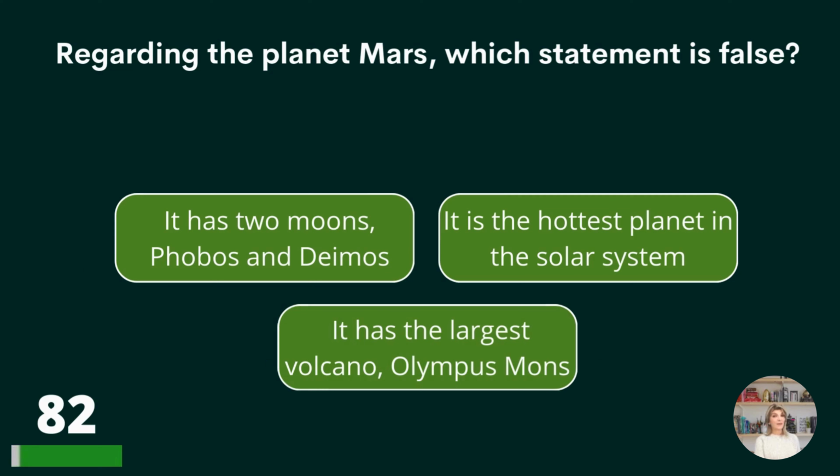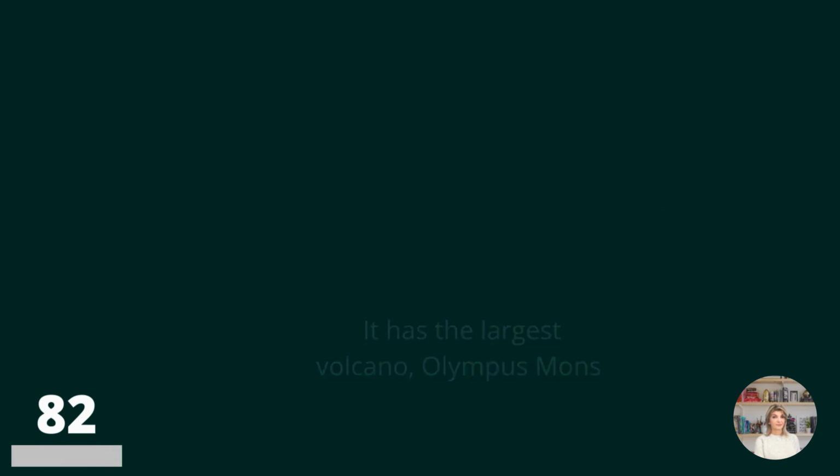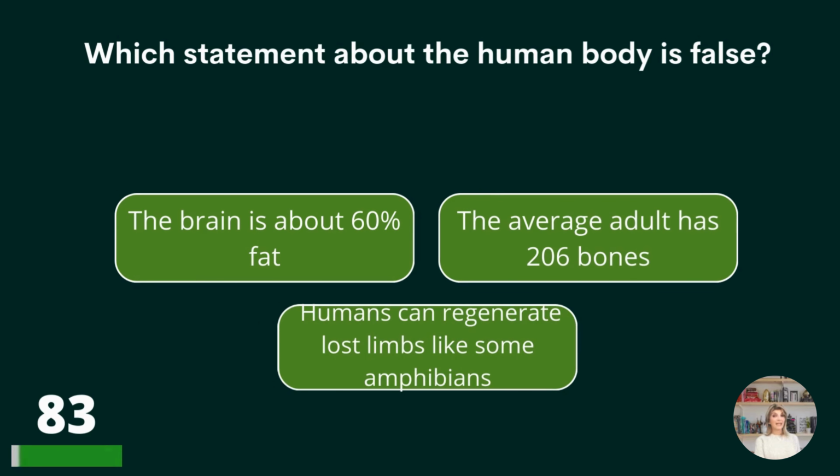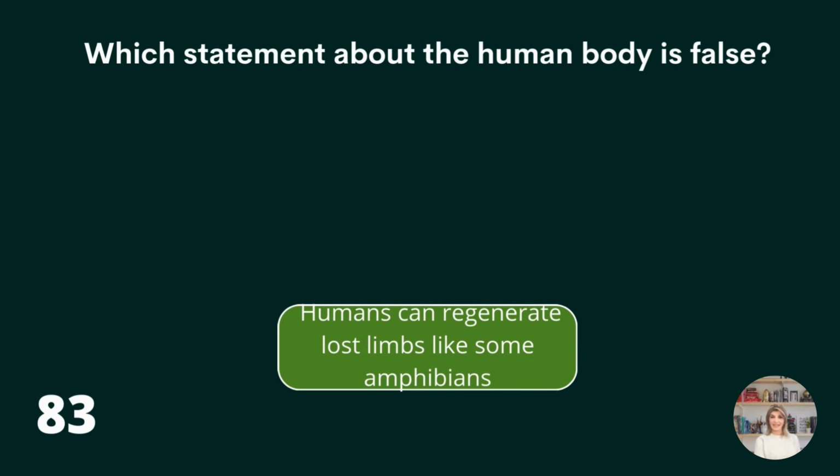Regarding the planet Mars, which statement is false? It has 2 moons, it is the hottest planet in the solar system, or it has the largest volcano, Olympus Mons? It is the hottest planet in the solar system. Which statement about the human body is false? The brain is about 60% fat, the average adult has 206 bones, or humans can regenerate lost limbs like some amphibians? And of course, the last one is the answer.